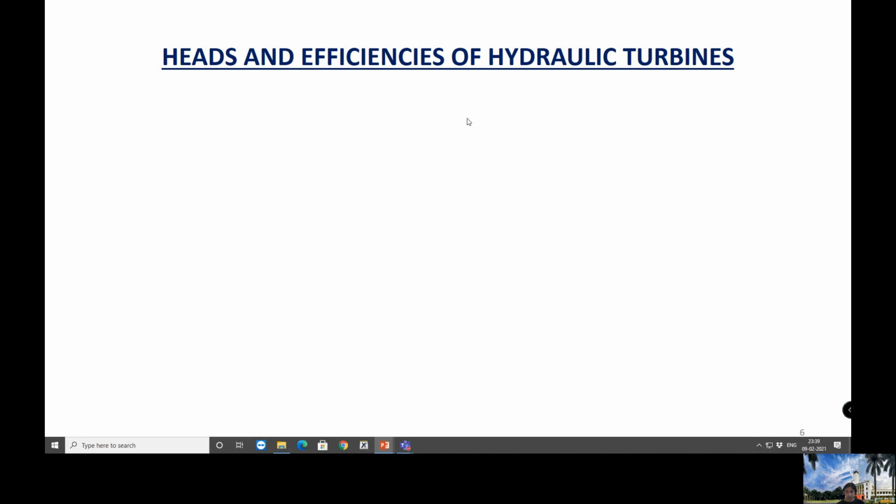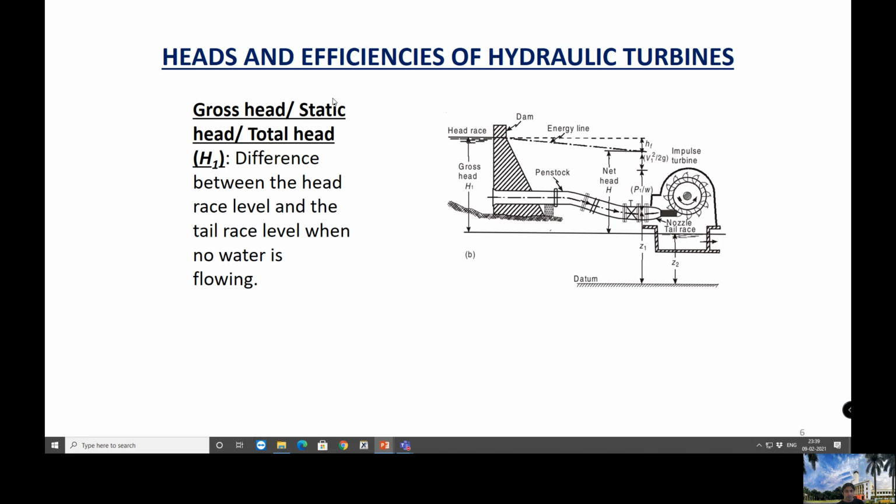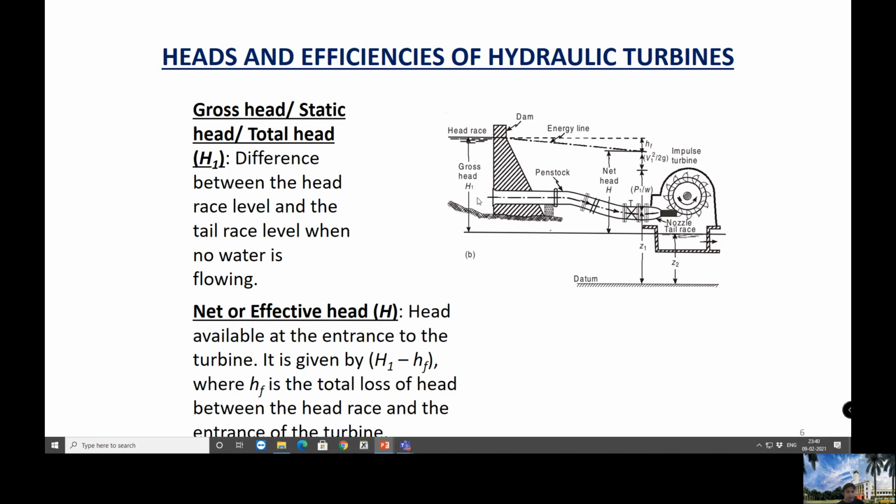So now, heads and efficiencies of hydraulic turbines. Again, we have drawn this diagram here. This is what is gross head or static head or total head. That is H1. You see this H1. The difference between the head race level and the tail race level, see, this is the tail race level from the datum when no water is flowing. So this is the gross head H1. Net or effective head H. So this is the net head, the head available at the entrance to the turbine. So the one that is available at the entrance.